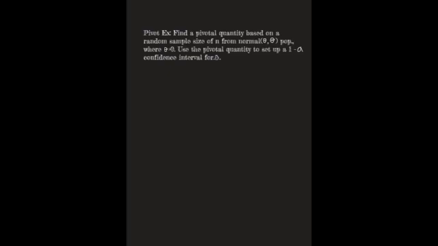So in this example, we're going to find a pivotal quantity based on a random sample of size n that comes from a normal distribution from theta to theta, where our theta is greater than 0. To do this, we're going to use the pivotal quantity to set up a 1 minus alpha confidence interval for theta. So we're going to need to consider X1 all the way to Xn.